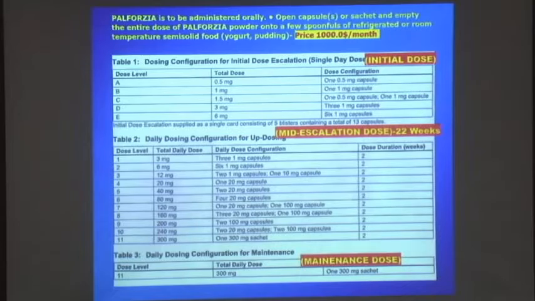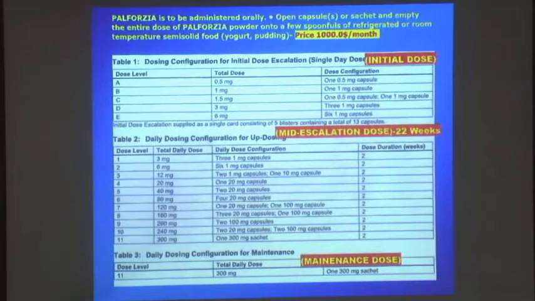So, starting with the initial escalation dose on the first day, from the next day you start with the mid-escalation dose. That is 3 milligrams daily for 2 weeks. Then the next mid-escalation dose is every 2 weeks, every 15 days, with an increment of the dose, for 11 complete cycles. This is 22 weeks.